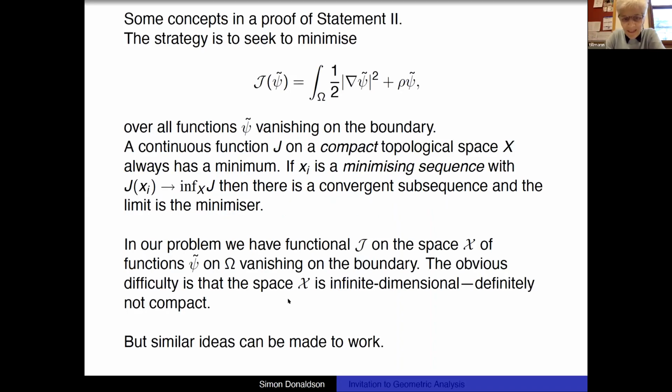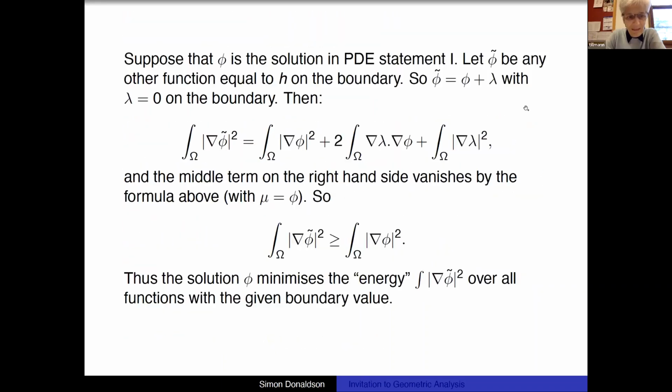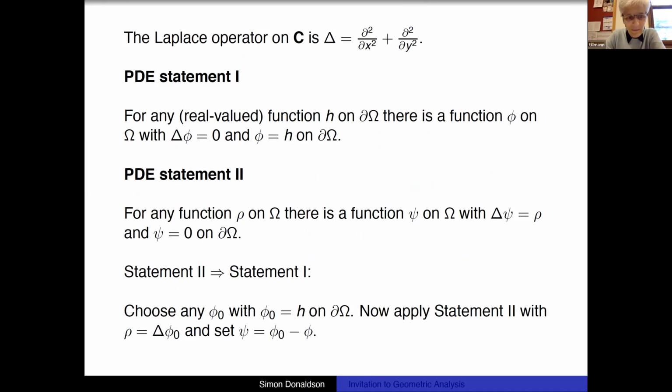Simon, can you hear me? And there's a question, one of the people in the audience would like to see statement 1 on the second slide again. Go back to statement 1. Is that the second slide? Yep. So this is statement 1, that if we fix the function on the boundary, we can fill in with a harmonic function satisfying the Laplacian of phi is 0.